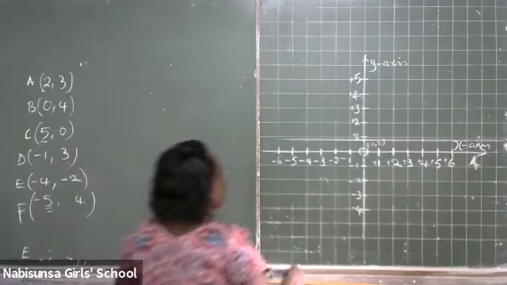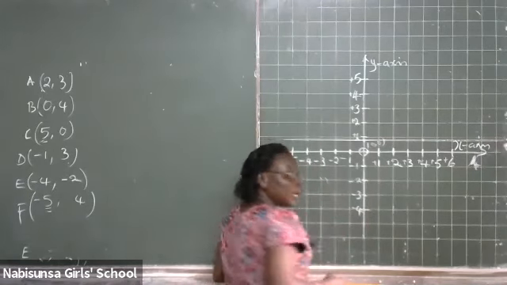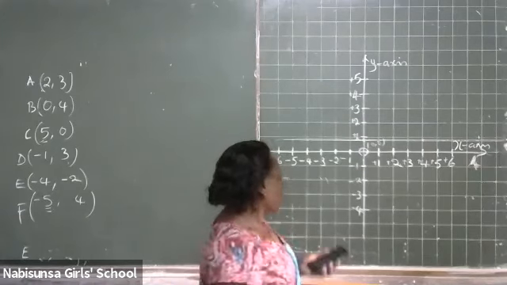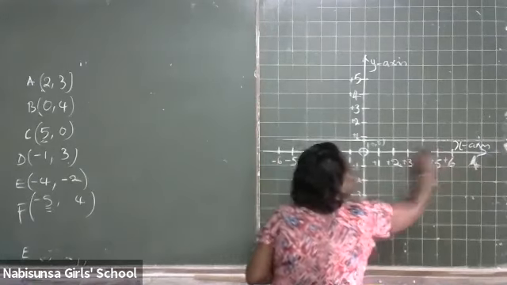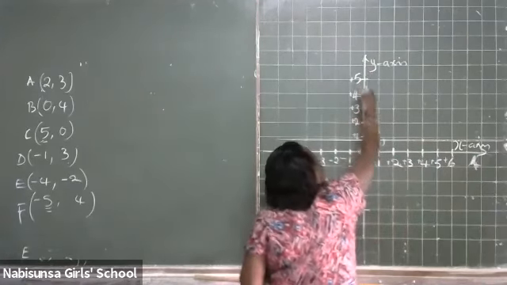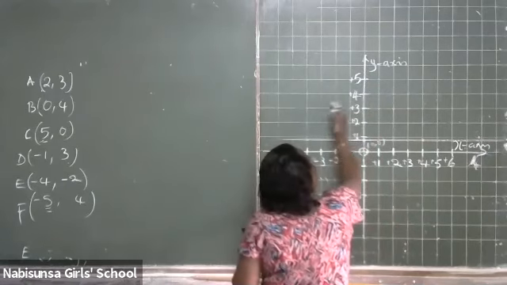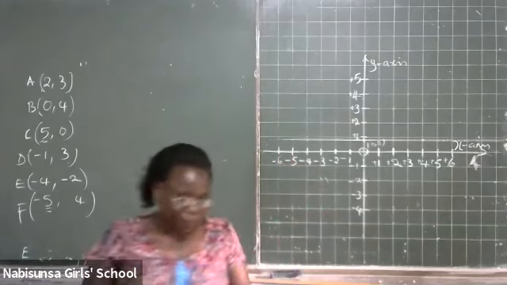And then the numbers to the left are the positive y-axis. So we write the values on the x-axis below the x-axis. We write them below. And then the values on the y-axis, we write them this side of the line, on the left-hand side of the line.